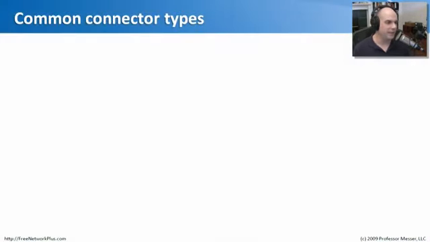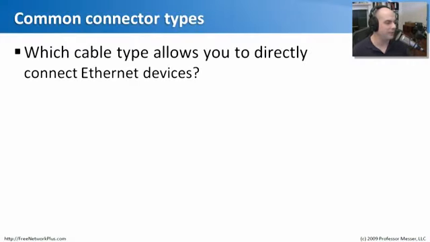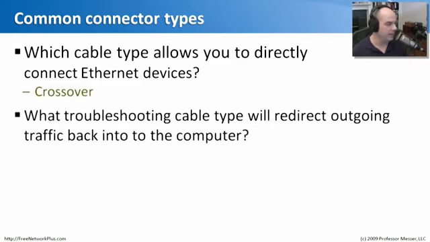So let's review some of these cable types, these connector types that we have. Our first question is, which cable type allows you to directly connect Ethernet devices? There was one pin out, one cabling standard that we looked at, and that was our crossover cable. Another question is, what troubleshooting cable type will redirect outgoing traffic right back into the computer? Well, that was one of the last ones we looked at, and that was a loopback connector type.